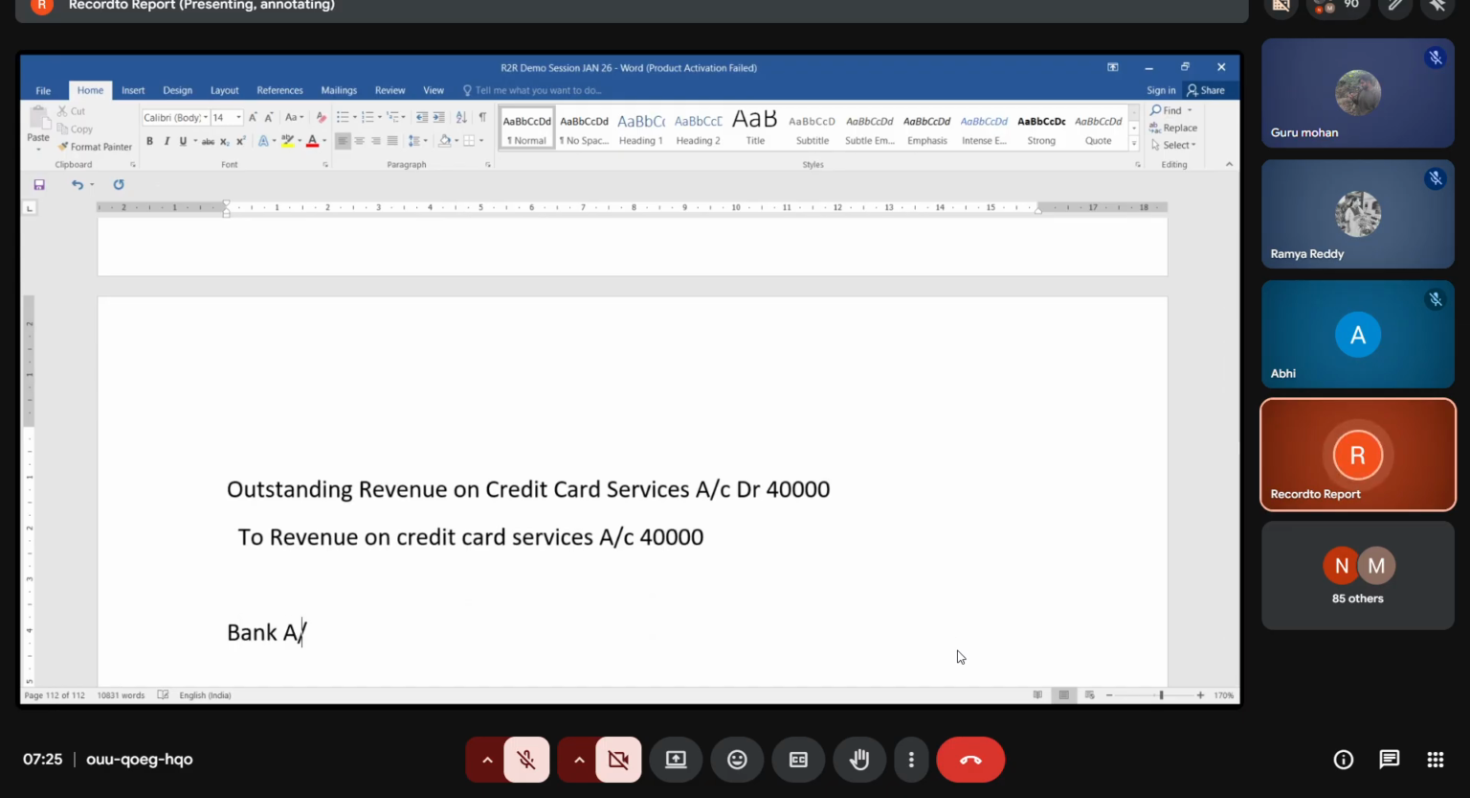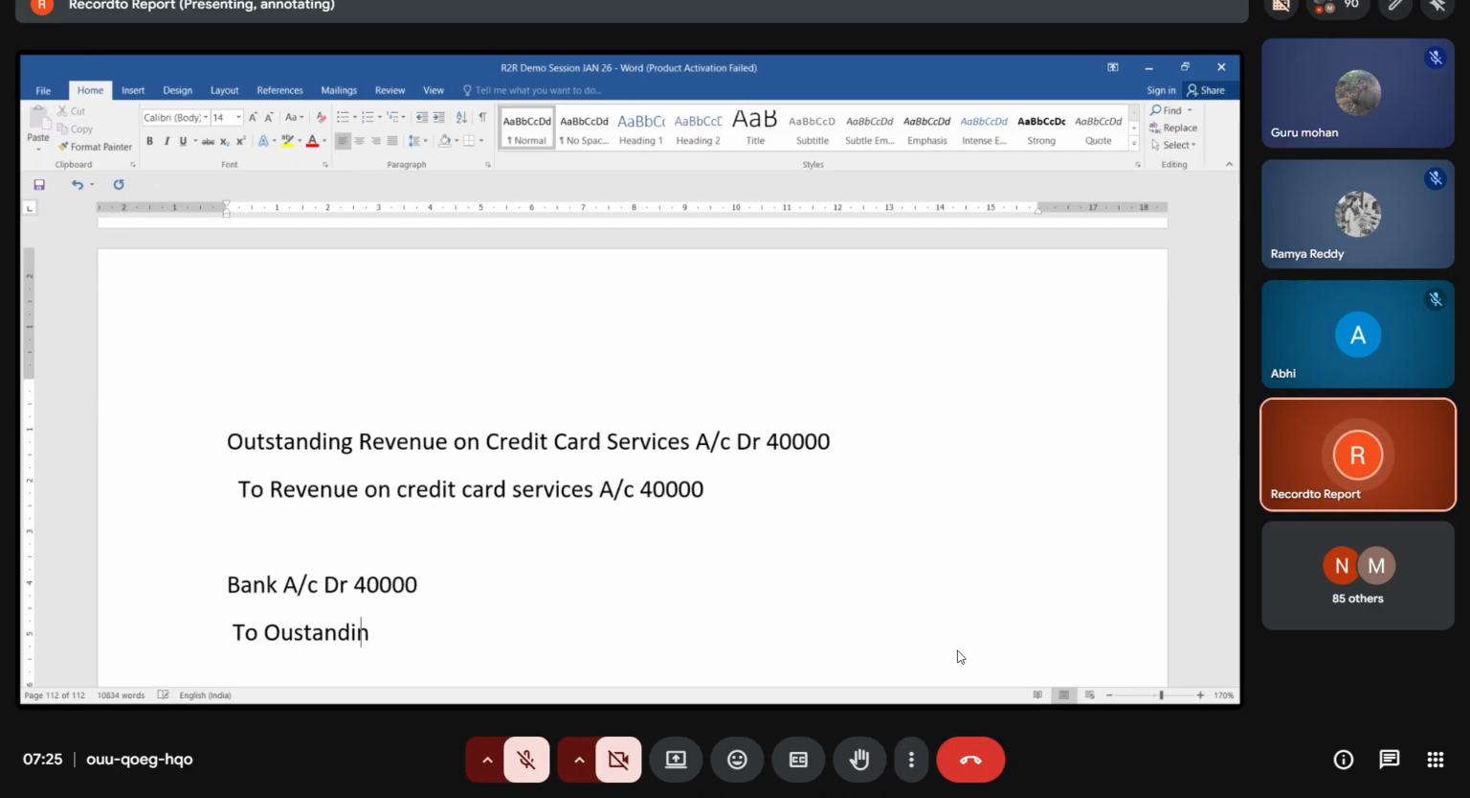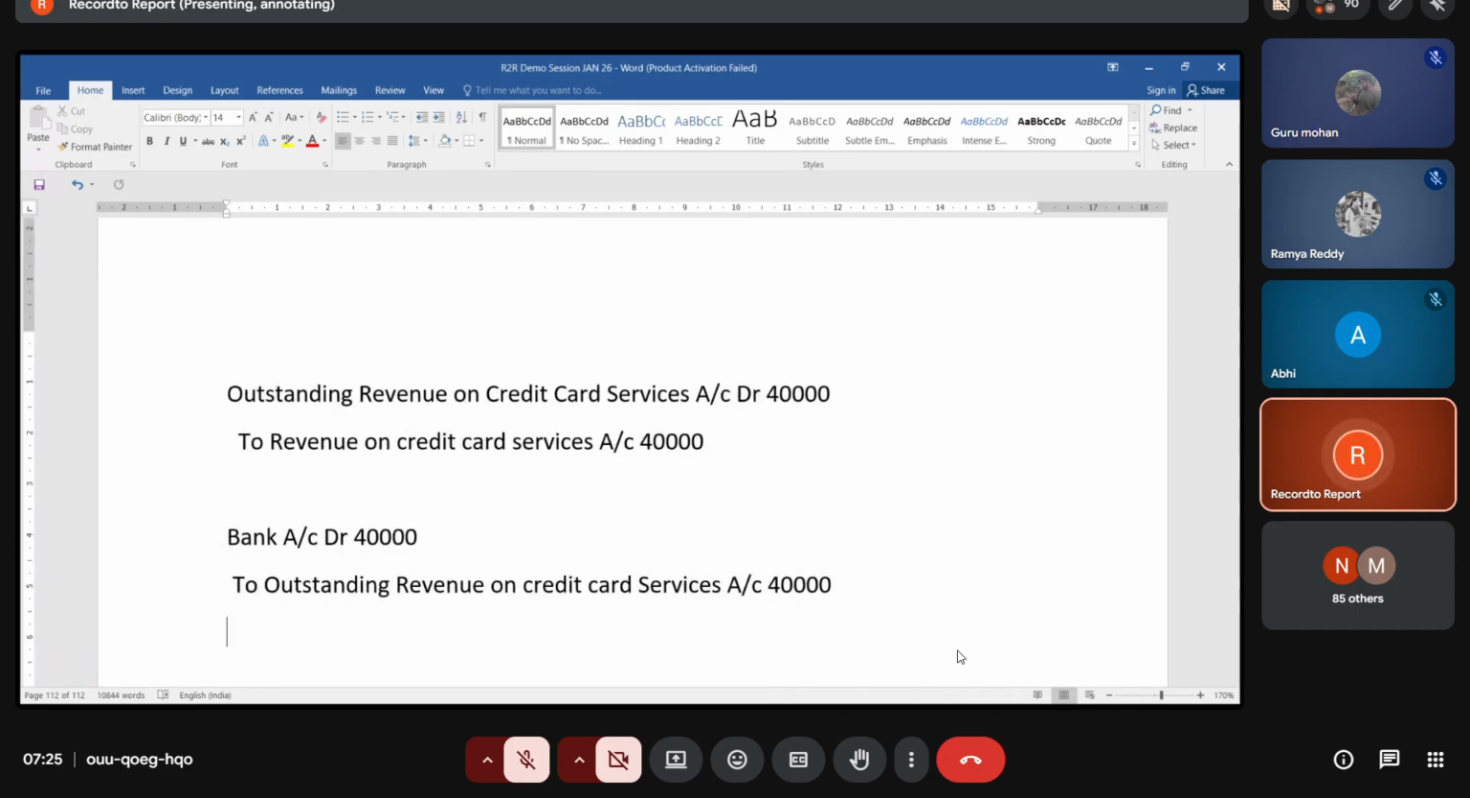Once money is received, bank account debit 40,000 to outstanding revenue on credit card services. Understand, guys? Nowadays, outstanding cases are very rare in the current environment, because even if someone does not make the credit card payment or any kind of payment, what is happening?